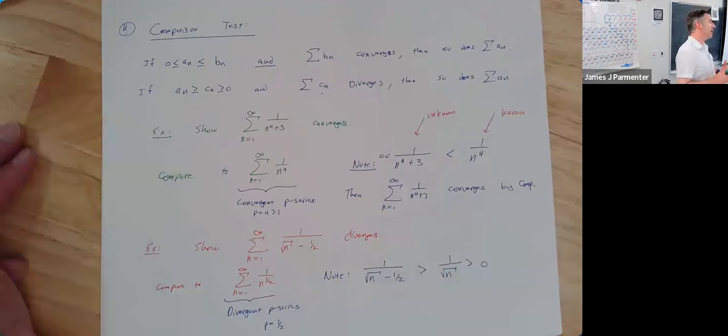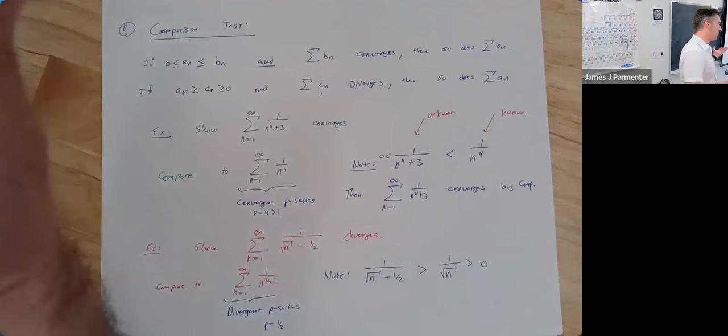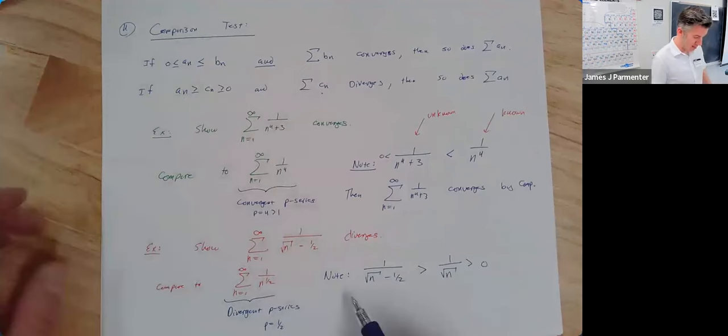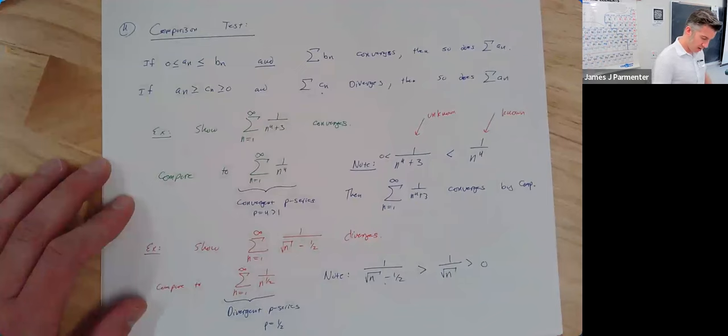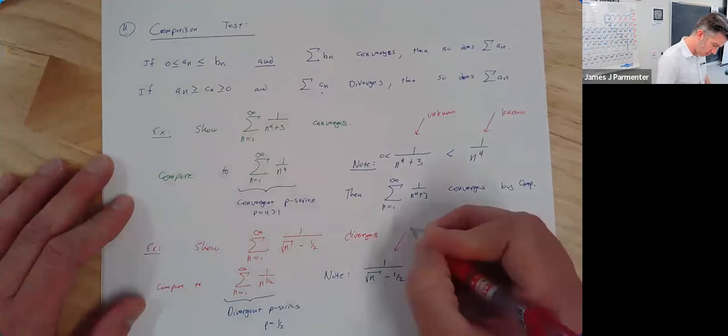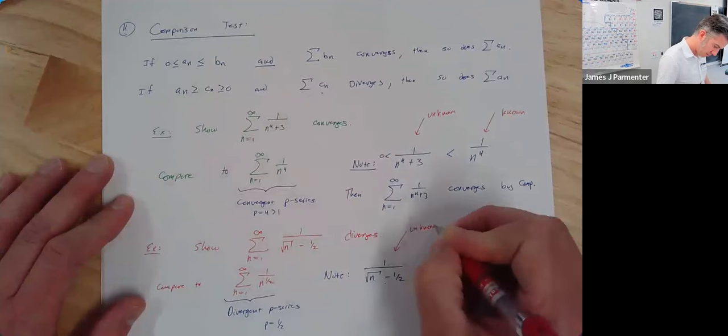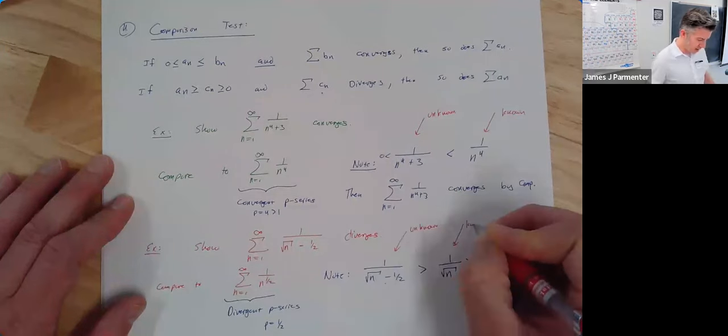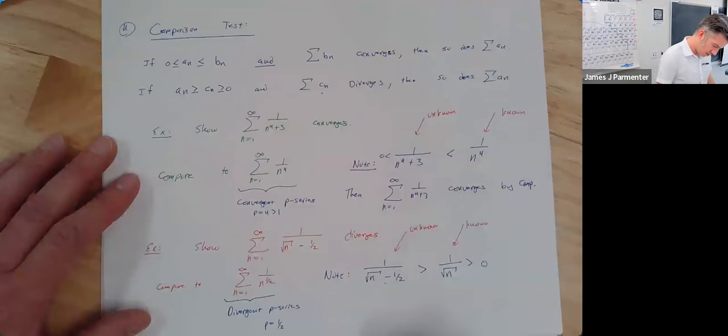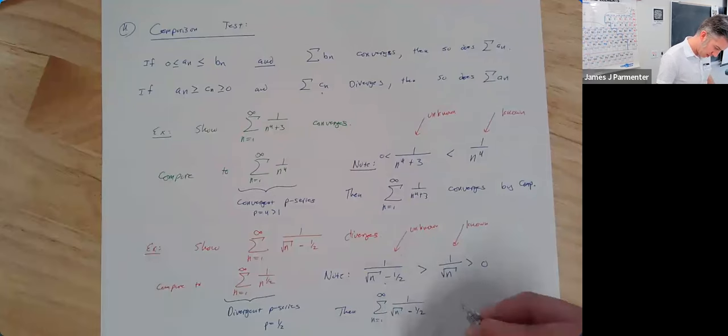Because the thing about these two tests is they're tests really only for when all the terms are positive or non-negative. So here the unknown one needs to be bigger than the known one. And then we can say, great, that shows that the unknown series from n equals 1 to infinity of 1 over the square root of n minus 1/2 must diverge by comparison.